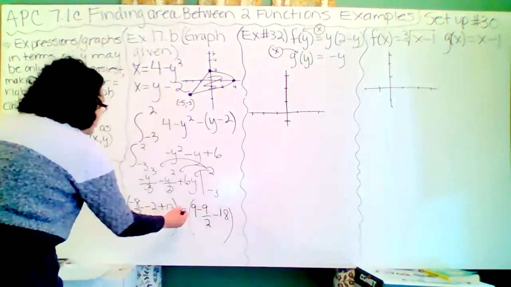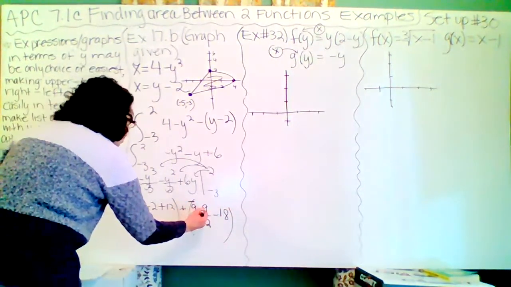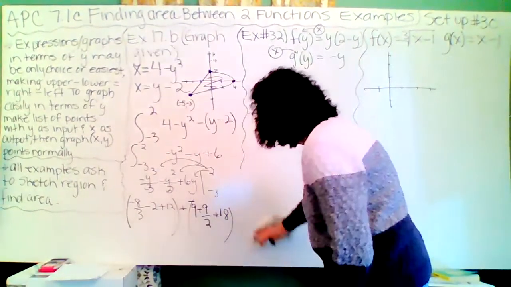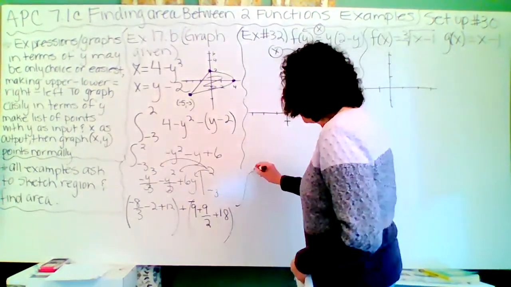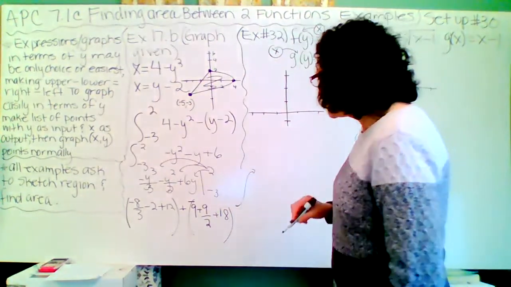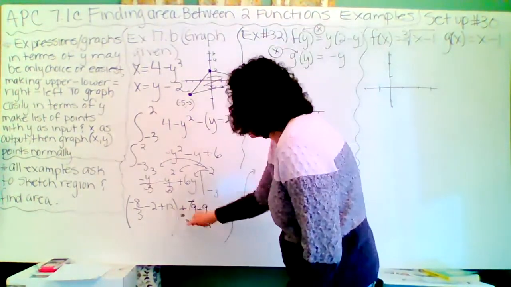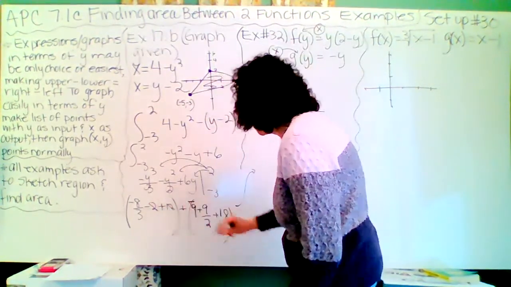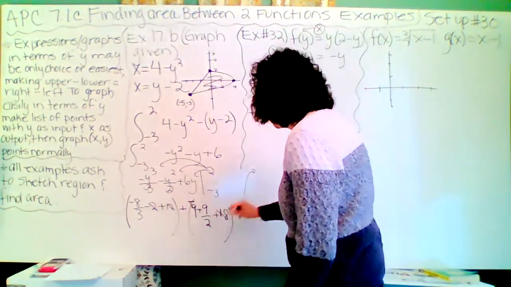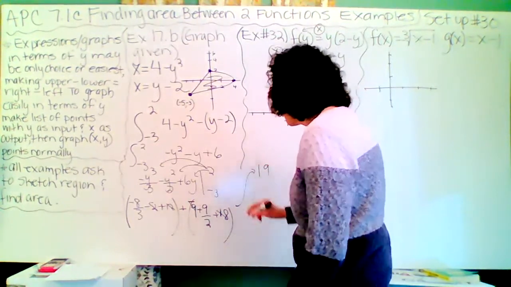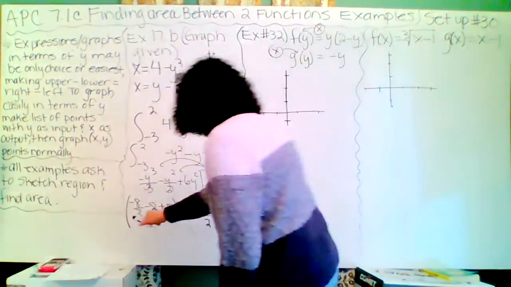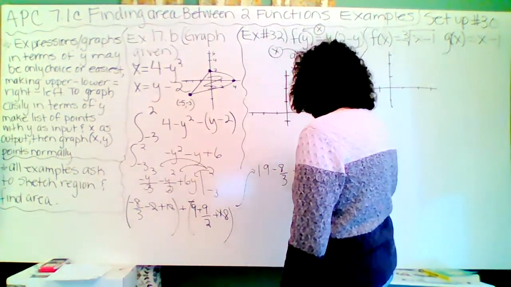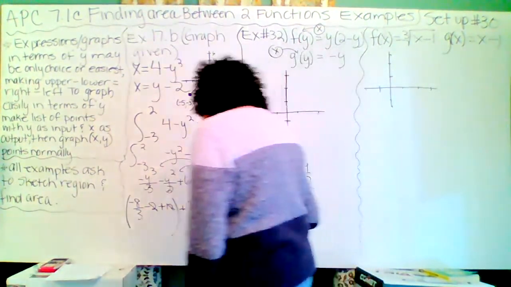As always, I'm going to distribute my negative. I'm going to open up some space here and I'll erase it after. And I gather my like terms. Negative 2 plus 12 is a 10, minus 9, I have a 1, plus 18, I have a 19. So I have 19 minus 8/3 plus 9/2 is what I see going on here.